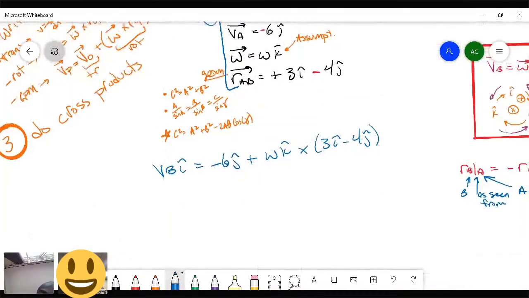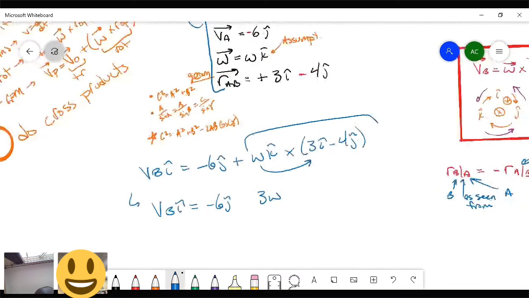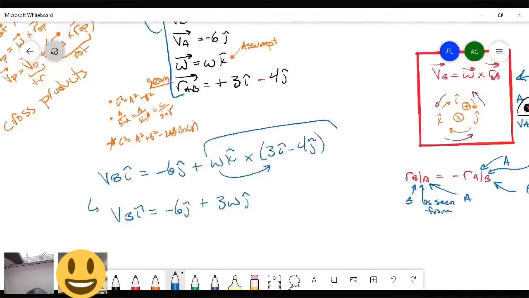So you do your cross products. That's the step that we're on right now. So we're just going to do this cross product, and what's going to be these guys. So it's going to be W times 3. So let's just do it in my next line. VB I equals -6J. So we have 3W, and then we got K cross I. What's K cross I? Wouldn't that be a positive J? Good, man. Positive J. So you put the plus in front.